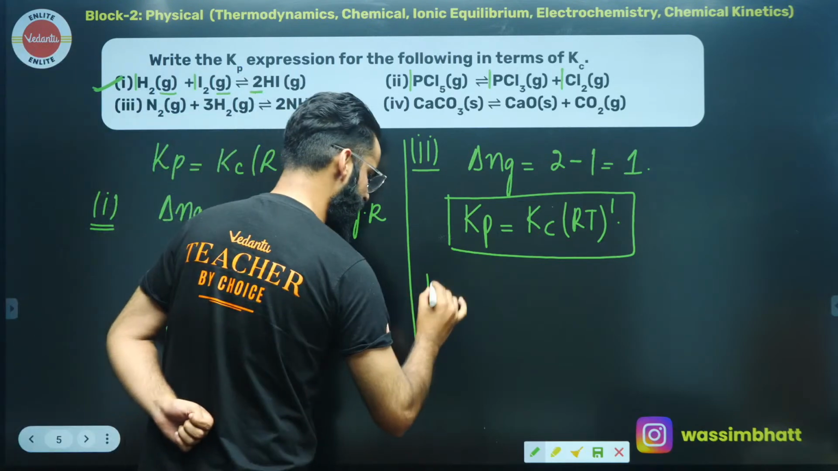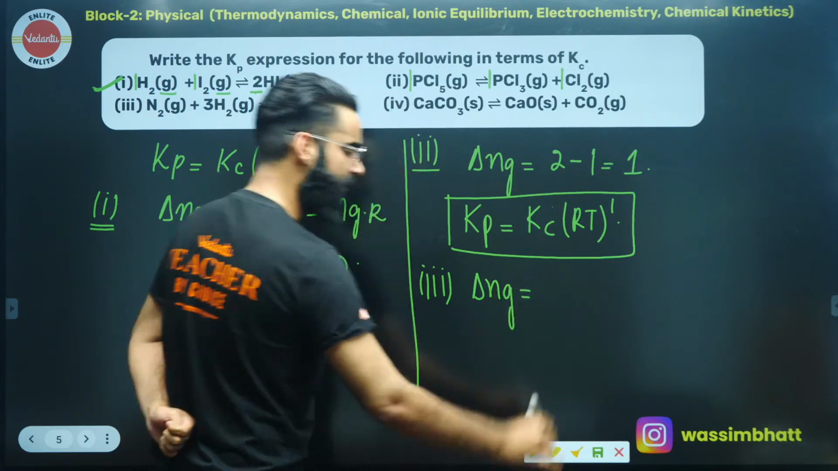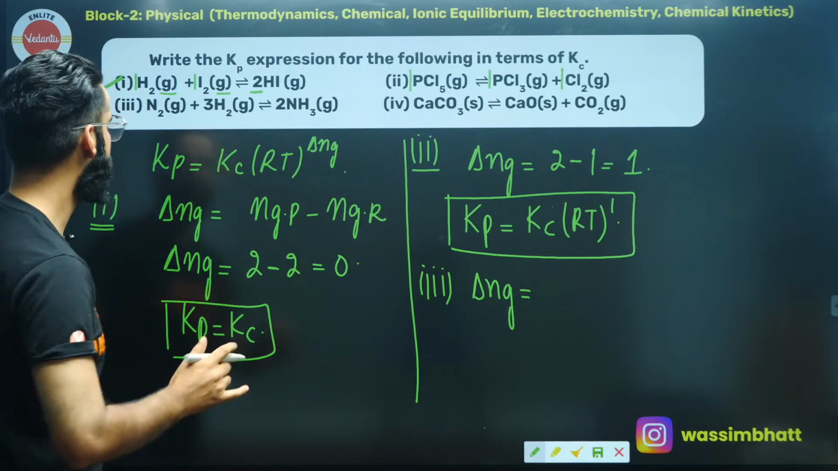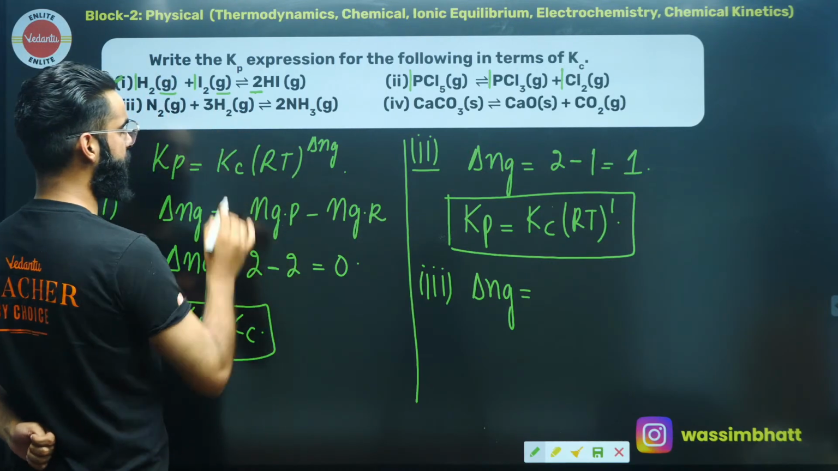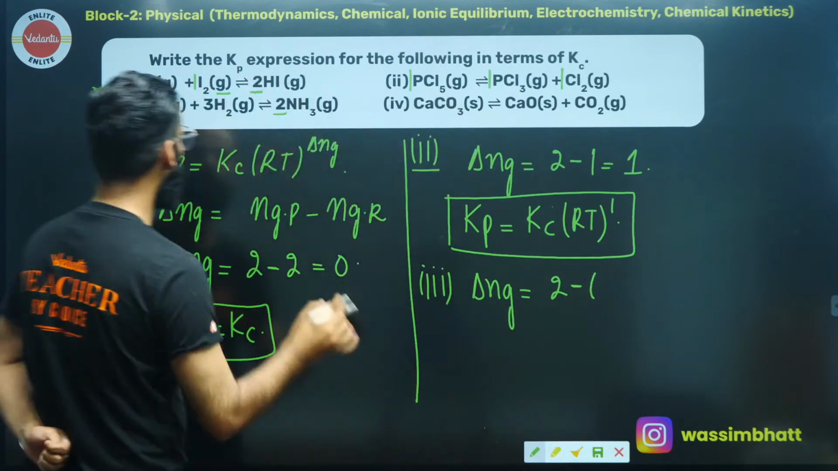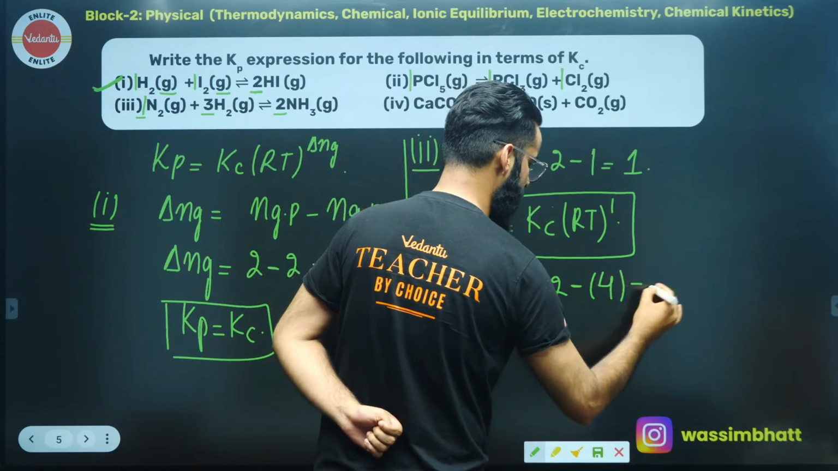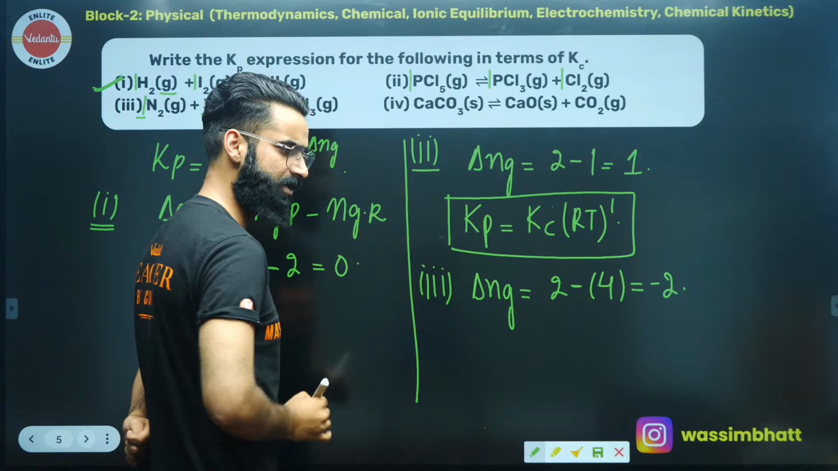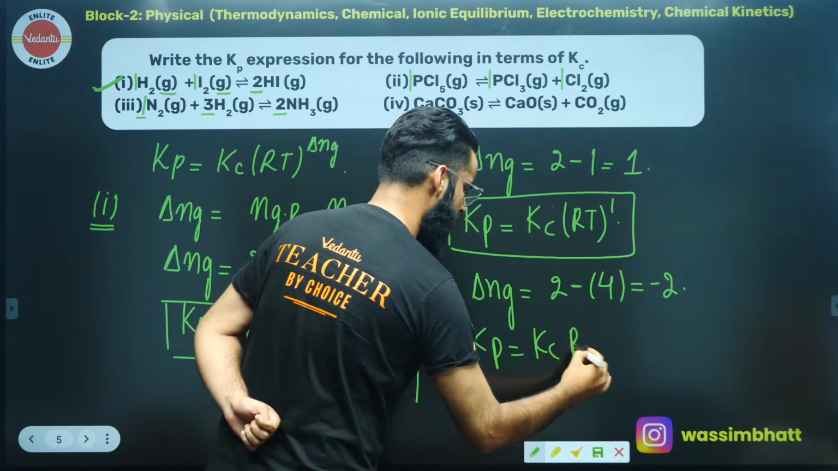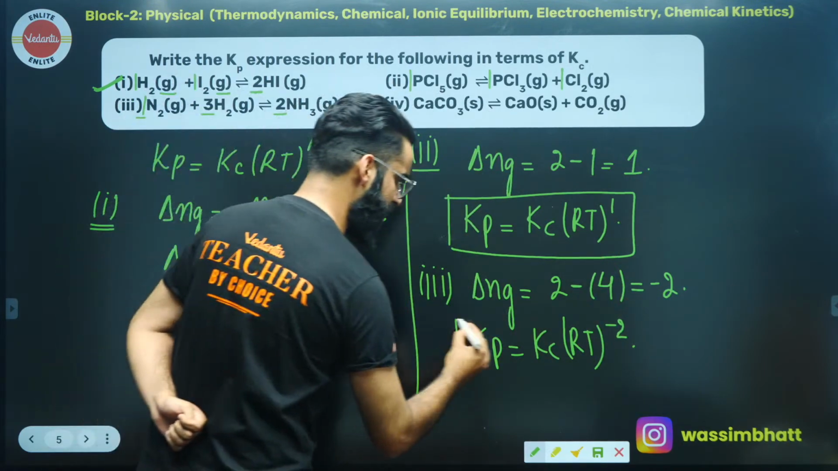Well, people, if you look at the third reaction, let's calculate delta Ng again. In order to calculate delta Ng, you only need the gaseous reactants and products, right? Delta Ng for the third reaction, number of moles of gaseous products, that's 2, minus number of moles of gaseous reactants, that's 1 plus 3, that comes out to be 4. So 2 minus 4 comes out to be minus 2. Now you can write Kp in terms of Kc. It's going to be Kp is equal to Kc (RT) raised to the power delta Ng, which is minus 2 in the third reaction. So this is the relation between Kp and Kc.